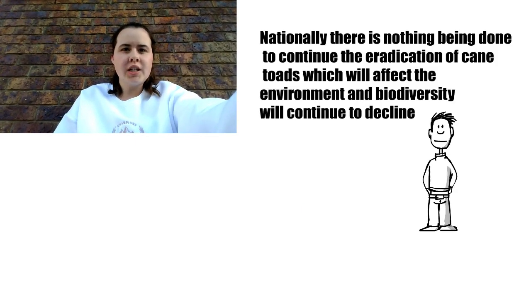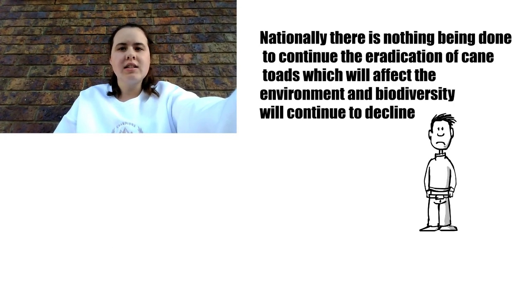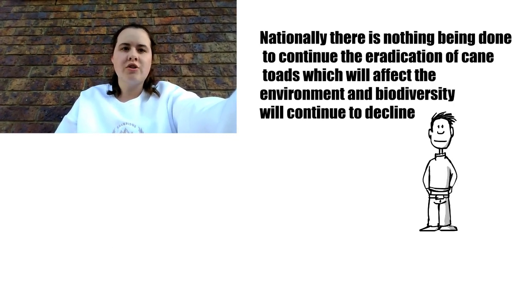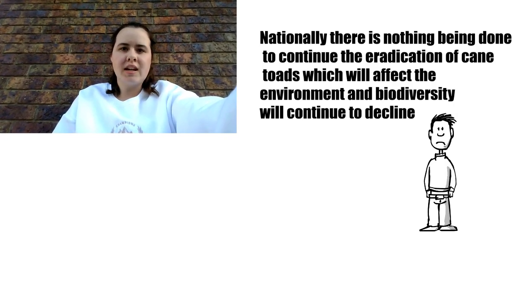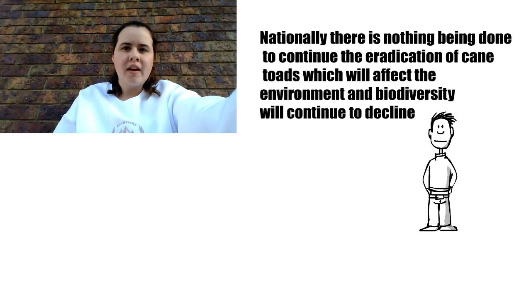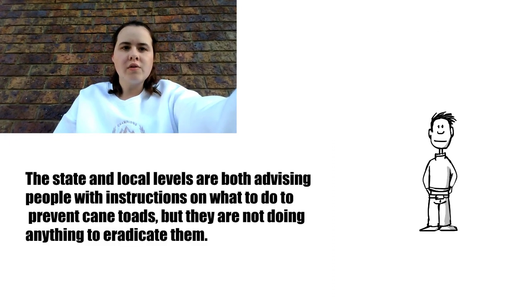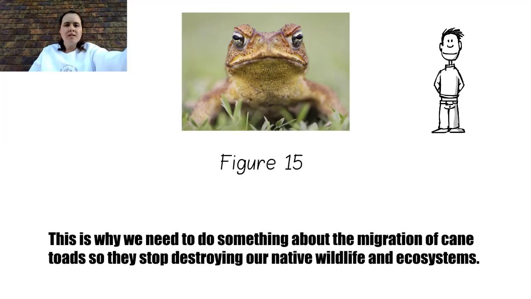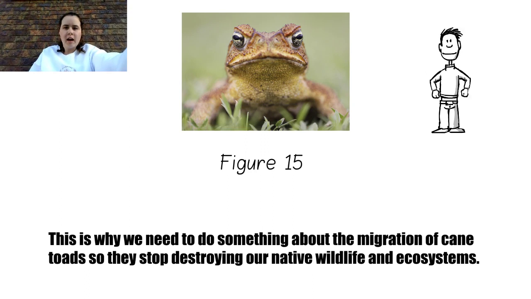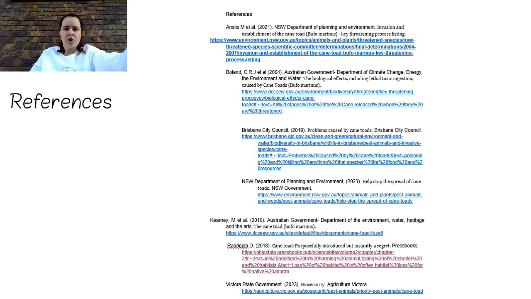them. Nationally, there is nothing being done to continue the eradication of cane toads, which will affect the environment, and the biodiversity will continue to decline. The state and local levels are both advising people with instructions on what to do to prevent cane toads, but they are not doing anything to eradicate them. This is why we need to do something about the migration of cane toads, so they can stop destroying our native wildlife and ecosystems.